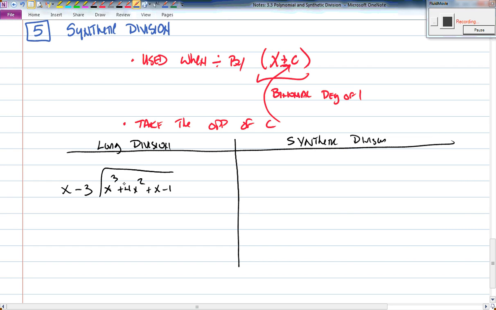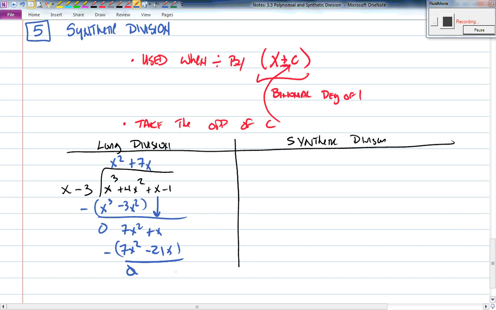So x goes into x cubed, x squared times x is x cubed. We just did this, right? So negative 3x squared. Then I'm going to subtract here, get 0. So 4x squared plus 3x squared is going to be 7x squared. Bring down my positive x. So that's going to be plus 7x. So 7x squared, and then minus 21x. So subtract, getting 0. And this looks like 22.